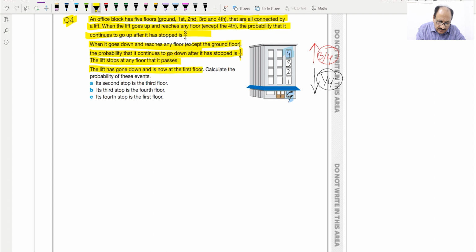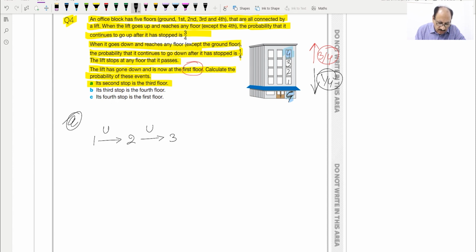The lift has gone down and is now at first floor. So first floor the lift is there. Calculate the probability of these events. A part, its second stop is the third floor. So second stop is third floor, which will be taking. A part, it is at 1, so from 1 it will be going to second floor, then third floor. So this means it has to go up and again it has to go up.